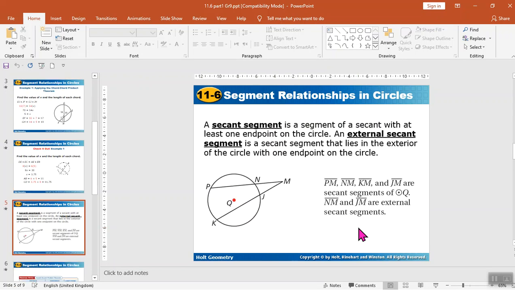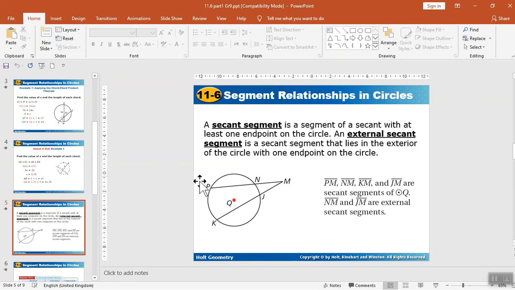The second idea in this lesson is about something we call a secant segment. What is a secant segment? It is a segment of a secant with at least one endpoint on the circle. An external secant segment is a secant segment that lies in the exterior of the circle with one endpoint on the circle. Now, what does this mean?